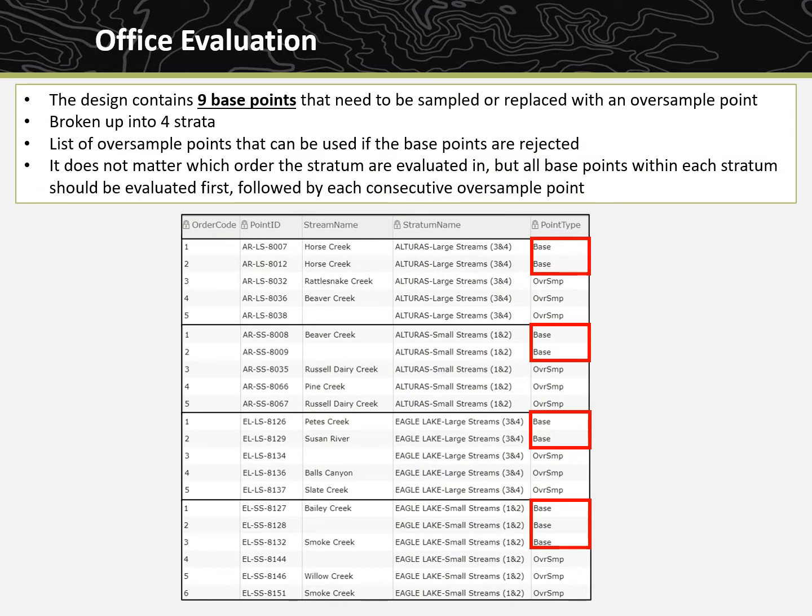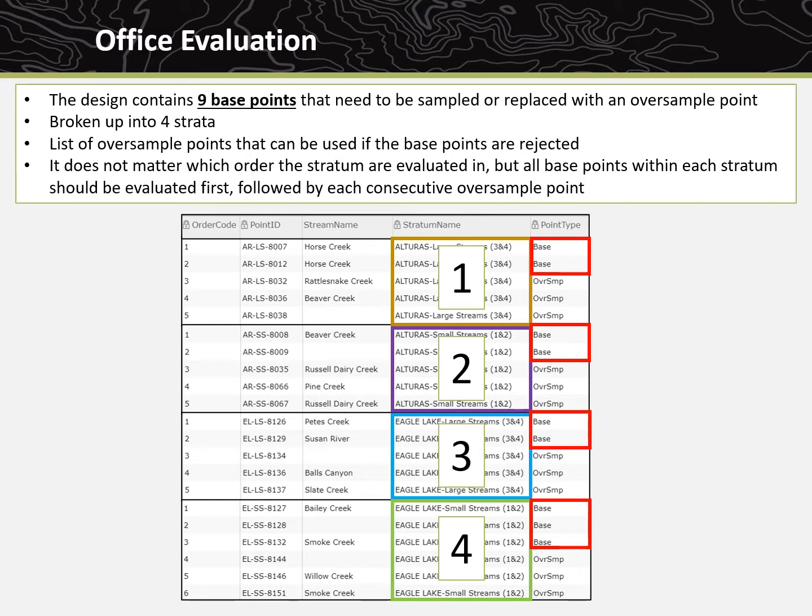Let's look at an example in this sample design. This design contains 9 base points that need to be sampled or replaced with an oversample point and sampled before the field season is over. The design is broken up into 4 strata that relate to field office and stream size and contain 2 or more base points each. Listed under the base points for each stratum is a list of oversample points that can be used if the base points are rejected.